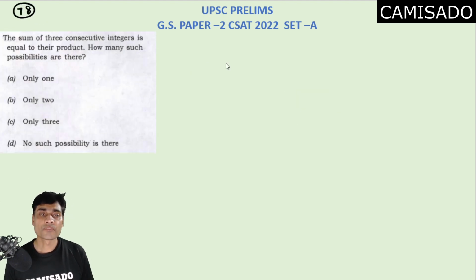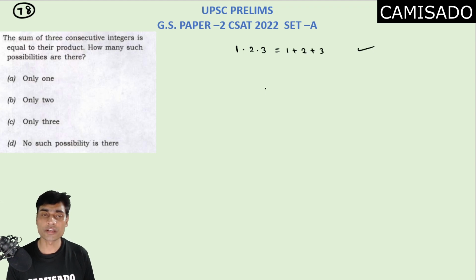Now next, the sum of 3 consecutive integers is equal to their product. How many such possibilities are there? See, when 1 is multiplied by 2 multiplied by 3, it will be equal to 1 plus 2 plus 3. So one case is this. When minus 1, minus 2 and minus 3 are multiplied and they are added too, the result is minus 6 in both the cases.